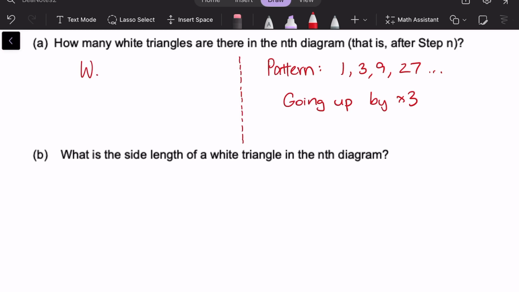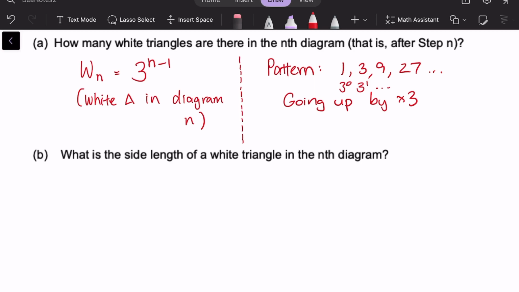On this side, Wn equals. So Wn is defined as the white triangles in diagram n. And as you can see, in diagram 1, there's 3 to the power of 0. In diagram 2, there's 3 to the power of 1, etc. So we can generalize this by saying 3 to the power of n minus 1.